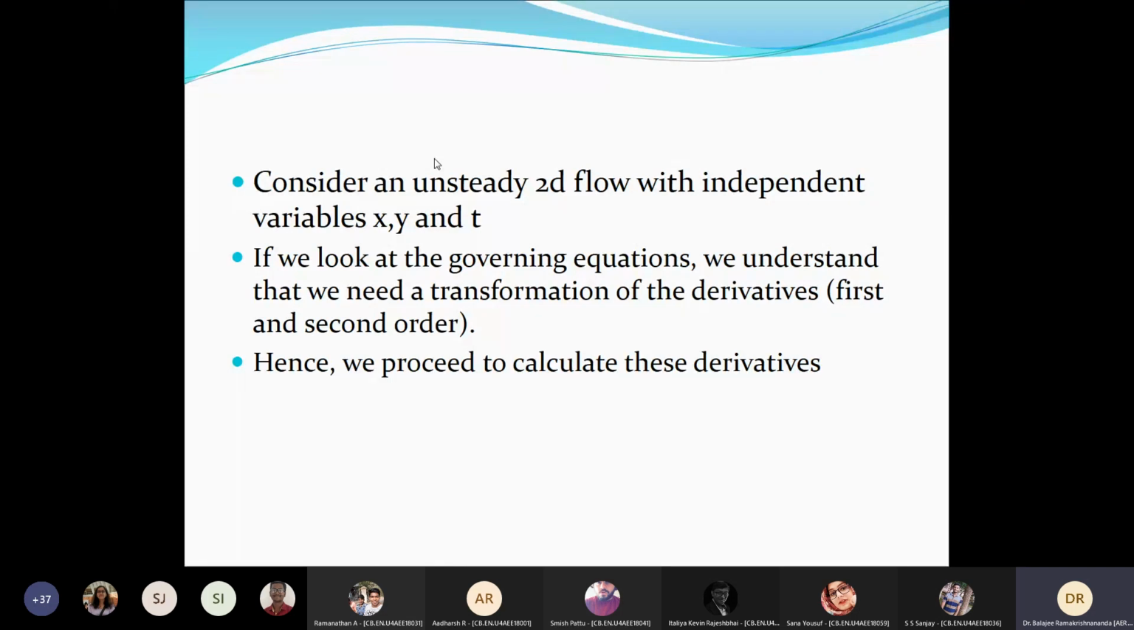If we look at the governing equations, we understand that we need a transformation of derivatives. First and second order transformations are needed because we get terms like u dou u by dou x, where dou u by dou x is a first order derivative. Then if you look at the viscous terms, it is mu into dou squared u by dou x squared plus dou squared u by dou y squared. So you need a transformation of second order terms. Sometimes you may need mixed derivatives also. So we'll see how to calculate these derivatives. That is the next step.